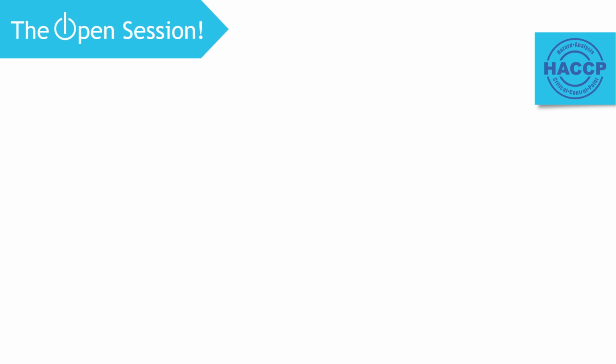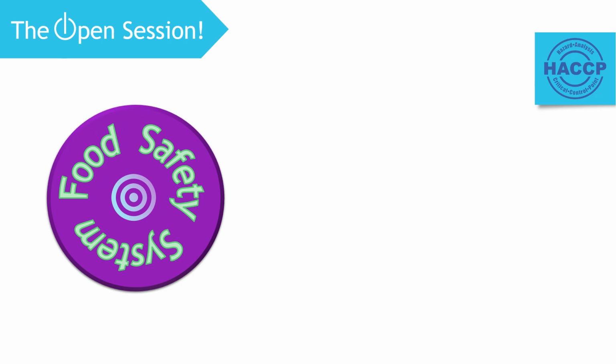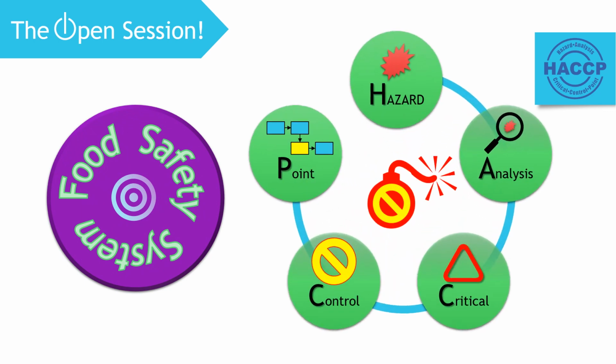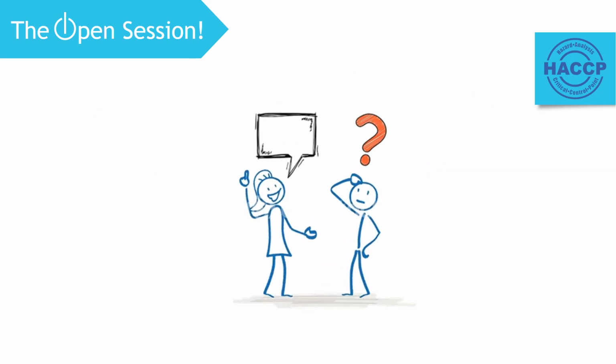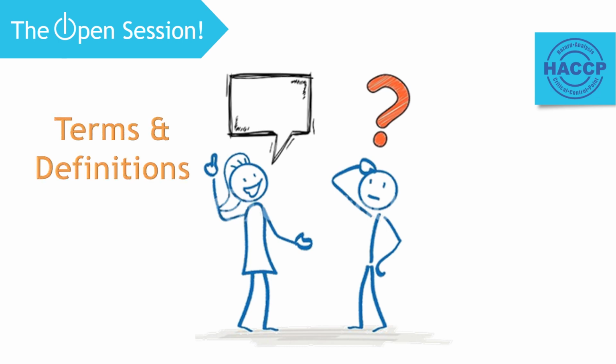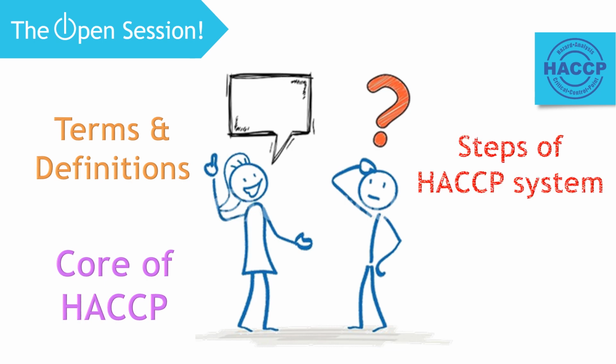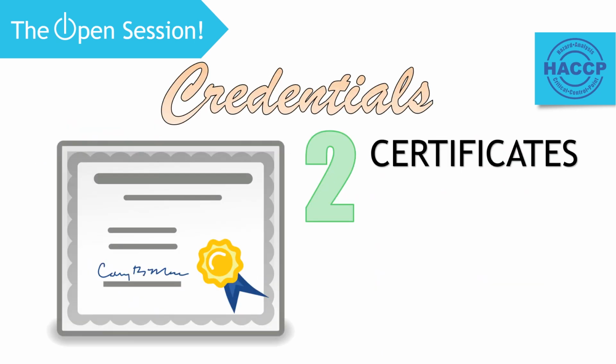The open session will brief the difference between a food safety system and HACCP as a standalone system. You will get the overview of important terms and definitions of the HACCP system, the core of the HACCP concept, the overview of the steps of the HACCP system, and the overview of the tools that will enable you to make and implement a HACCP system. In the free open session, you will get two credentials.